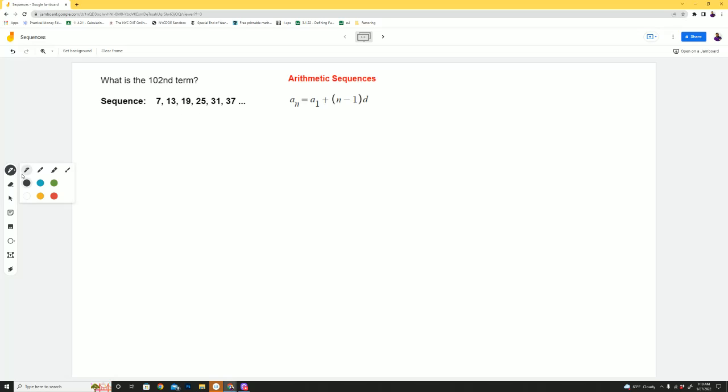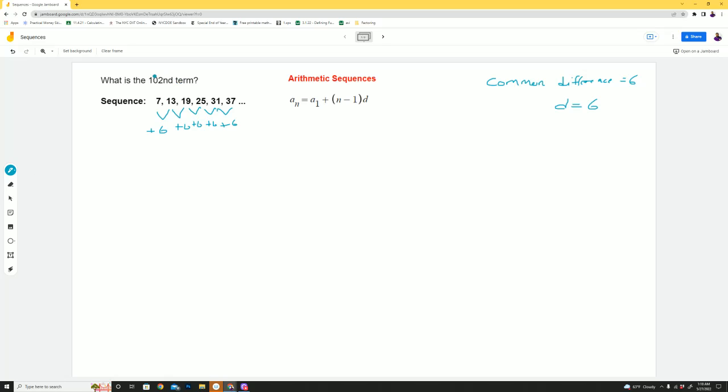So if I look at this, I see that from 7 to 13, and we know it's an arithmetic sequence, we add 6. From 13 to 19, we add 6 again. From 19 to 25, we add 6 again. So even just seeing that we keep adding 6 proves it's an arithmetic sequence because it's increasing by 6 each time. That means our common difference is 6. And we use the variable d to represent common difference. So our difference is 6. Because it's increasing by 6 each time, we know it's an arithmetic sequence.